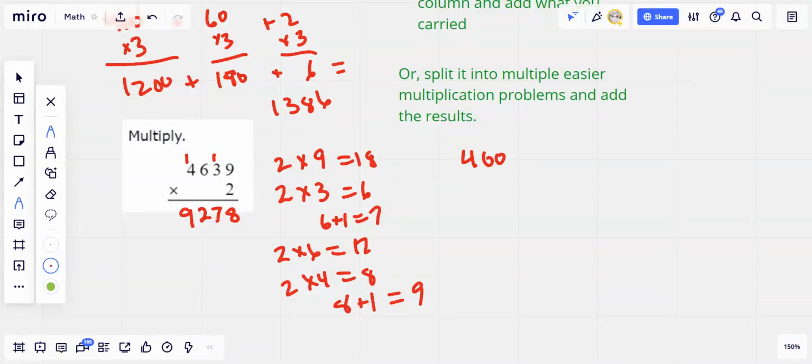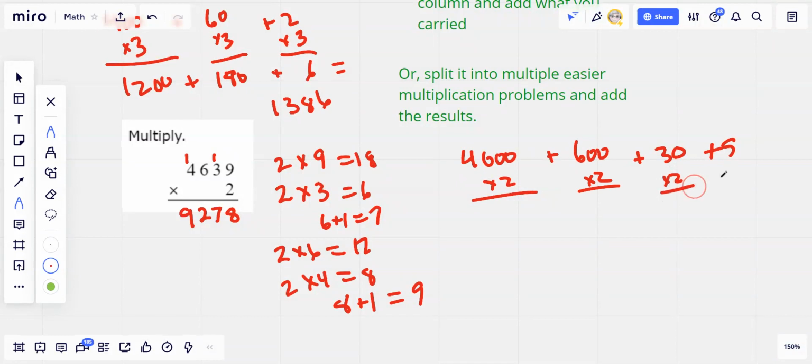So 4,000 plus 600 plus 30 plus 9, and we're going to multiply all of those by 2. Okay, so 4,000 times 2, that's pretty easy, that's 8,000. 600 times 2, that's 1,200. 2 times 30, that's 60, and 2 times 9, that's 18. Now, adding these together might be a little tougher.